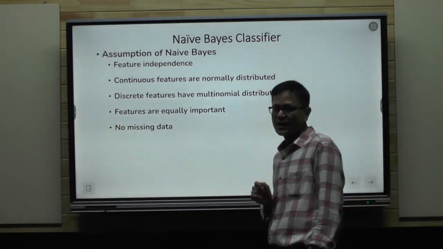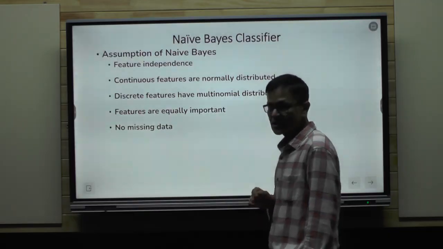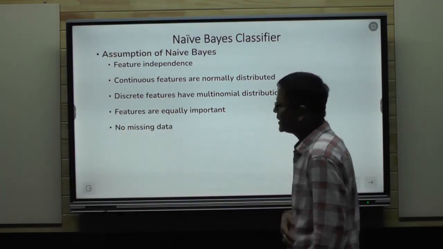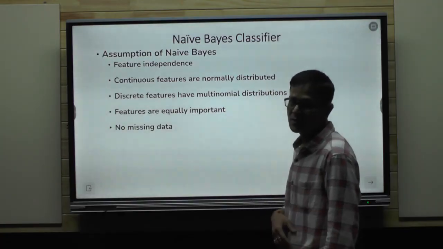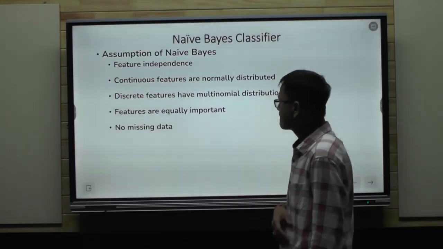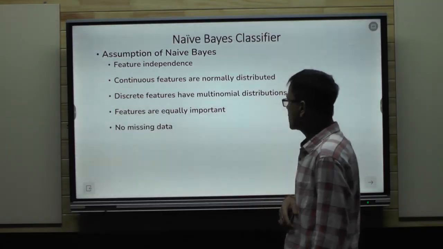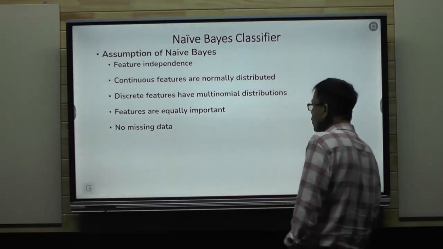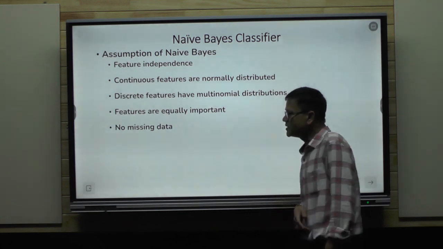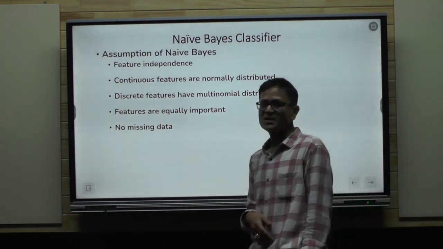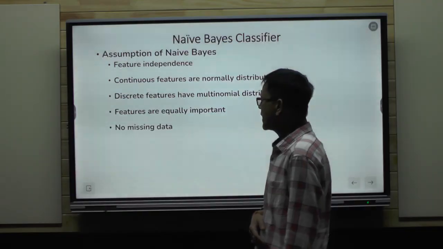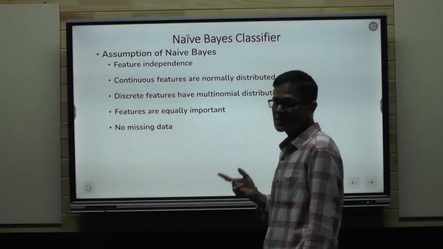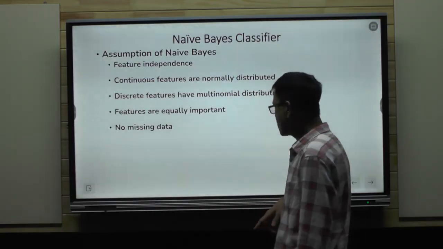Assumptions of naive Bayes. The assumptions are feature independence, the first one, that each feature is independent of another feature. The continuous features are normally distributed, and discrete features have multinomial distribution. Features are equally important and there is no missing data. So there are altogether 5 assumptions. To make the foundation, we will discuss all these 5 assumptions in detail.